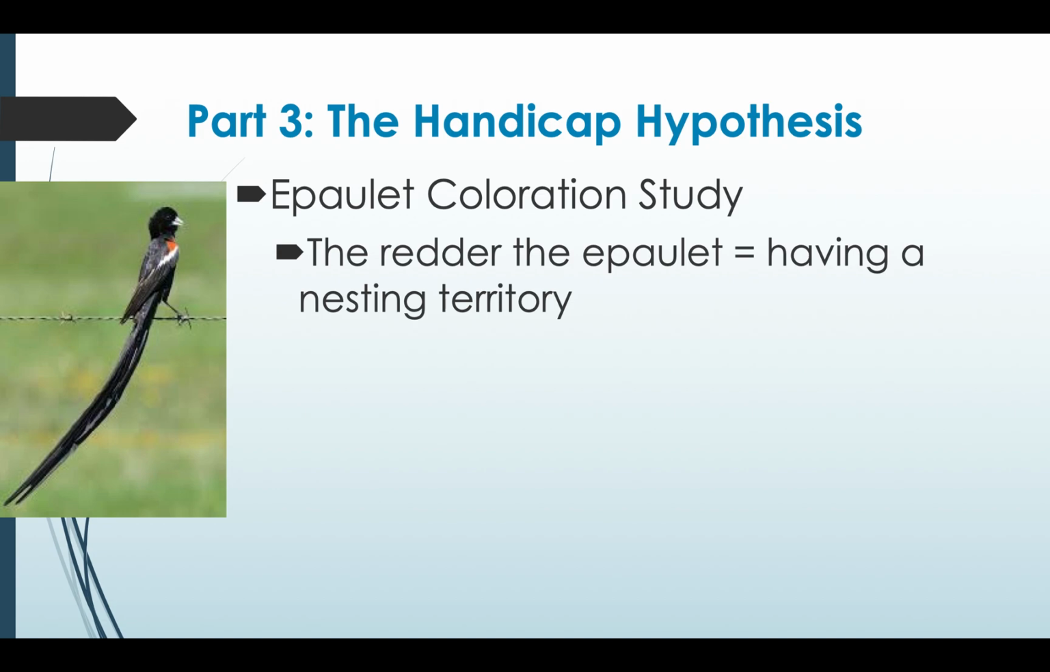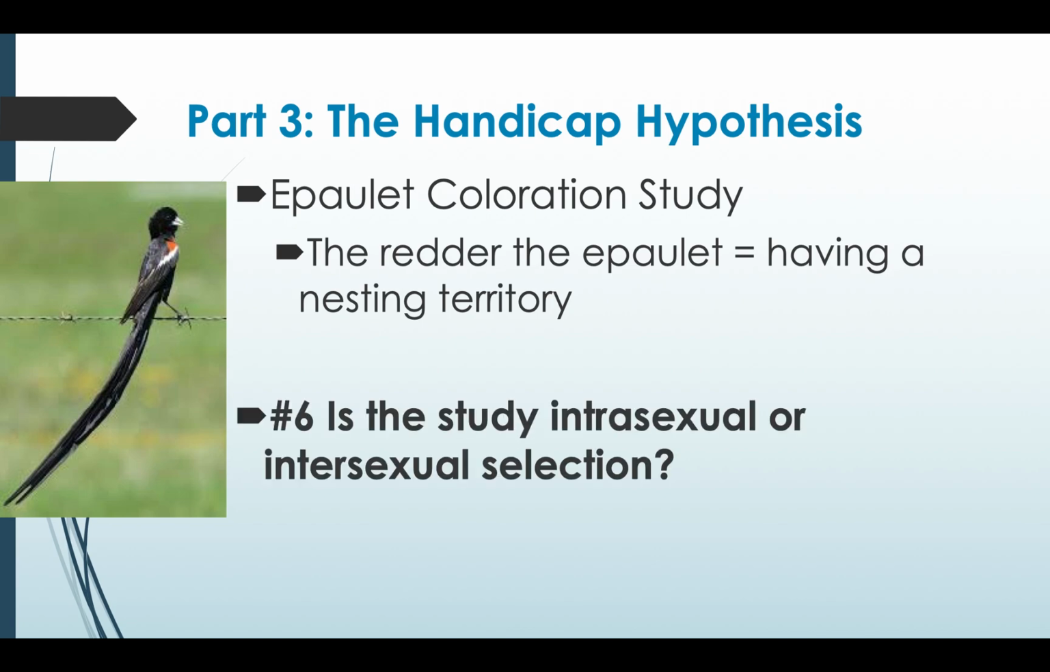Okay, so the epaulette coloration study is the redder the epaulette, which is pretty much the chest, equals having some sort of nesting territory. So the redder they were, the more likely they were going to have some sort of territory of their own. Again, make sure you read over the case study. But number 6 kind of did this a little bit different. Is this study going to be considered intrasexual or intersexual selection? Okay, so it's just a 50-50 chance here.